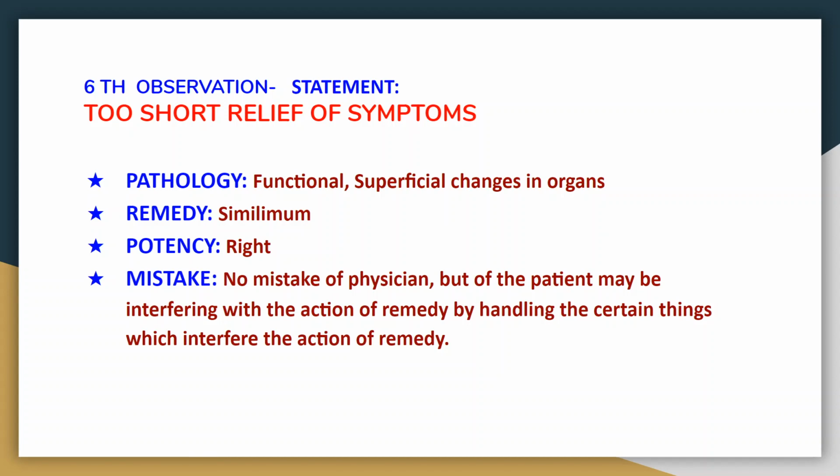So we go to the next. The sixth observation is too short relief of symptoms. So what do you understand by this observation? In which cases will you get this? Where the pathology is functional or superficial changes in the organs. The remedy is similimum, so right remedy, correct potency. Potency is also right. Now what is the mistake? No mistake of the physician but of the patient, who is interfering with the action of the remedy by handling certain things which interfere with its action. The patient is by mistake handling certain things of very strong odors, and this may interfere with the action of the remedy.